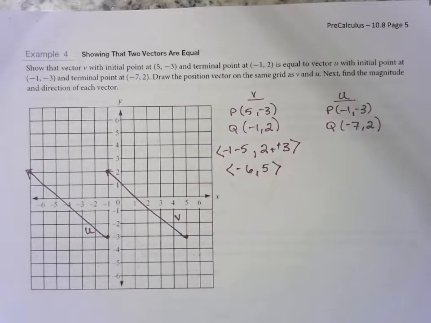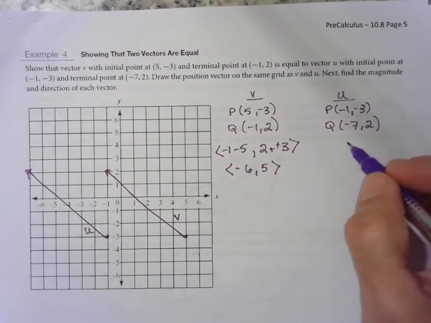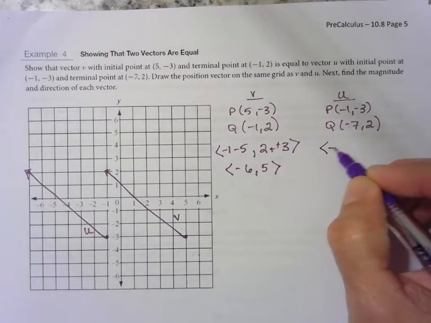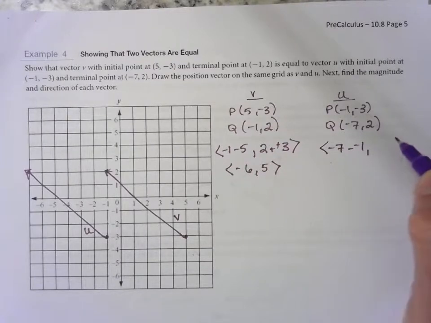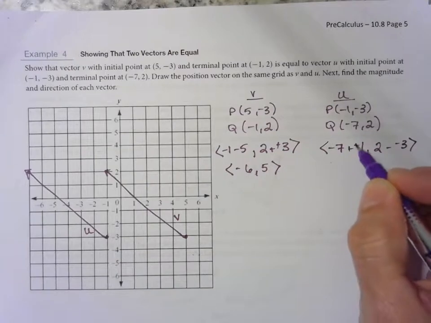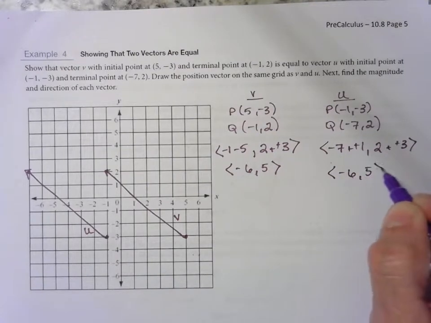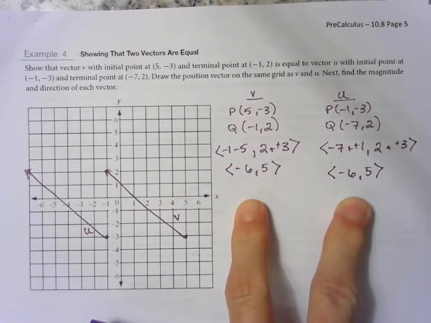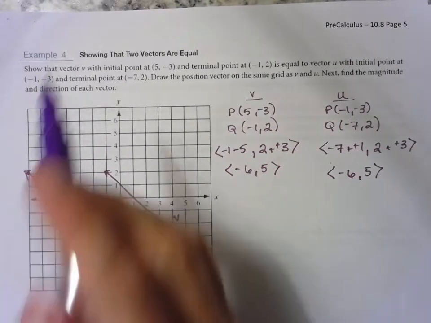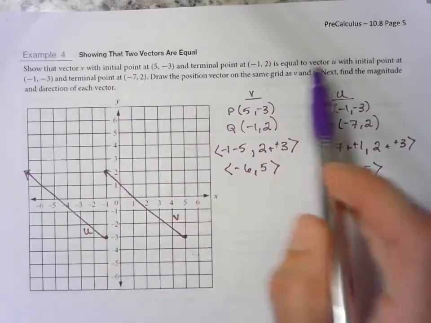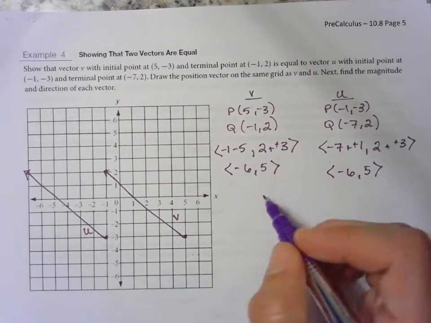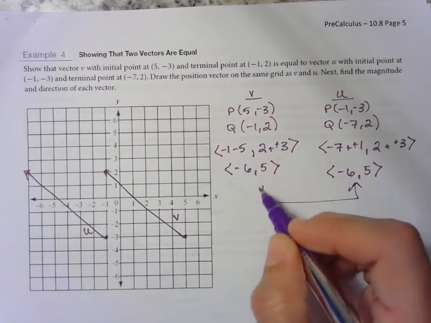If the other one is the same, then these two vectors are equal. So let's see what we have. -7 minus -1, 2 minus -3. So then we have -6, 5. This shows that they are equal.